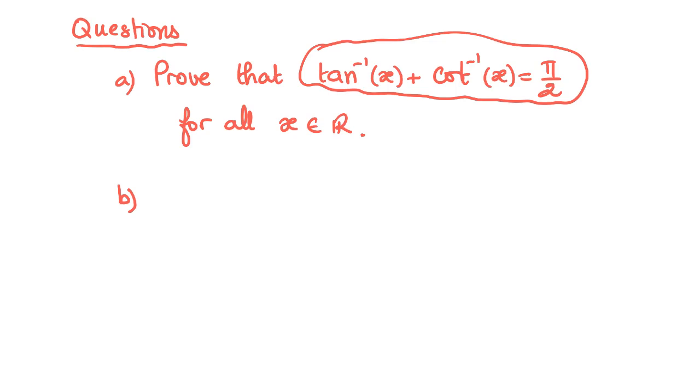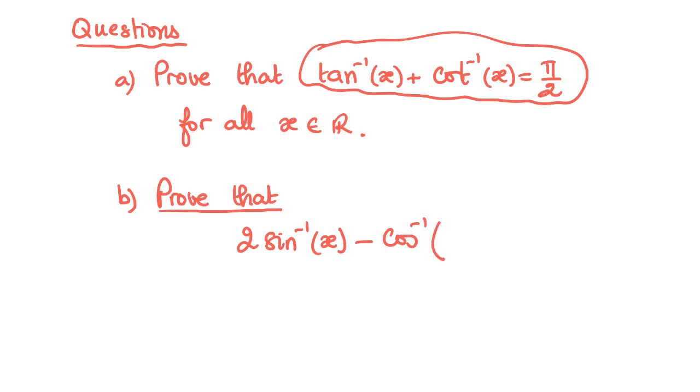A little bit more difficult one would be to prove the following. Prove that 2 sine -1 of x minus cosine -1 of 1 minus 2x squared is always equal to 0 for all x in the interval 0, 1.